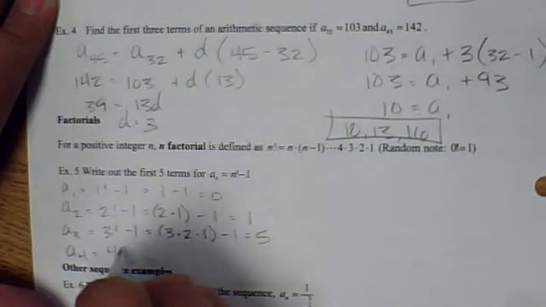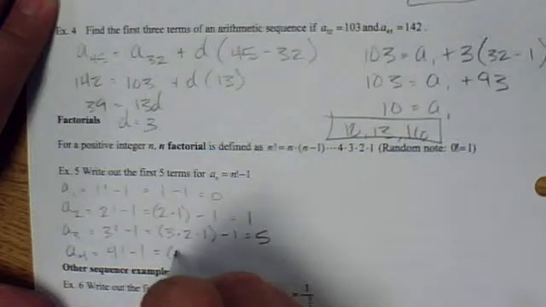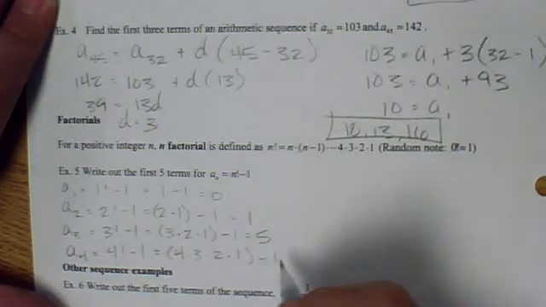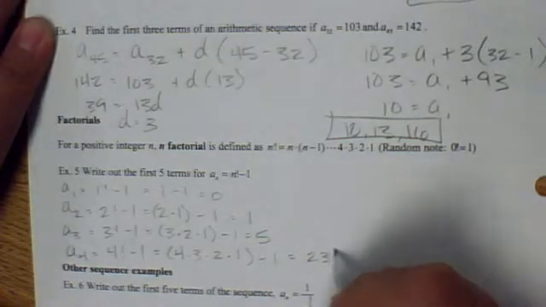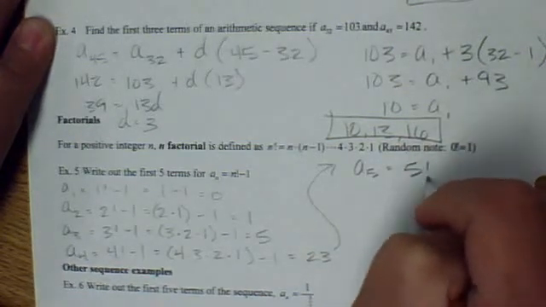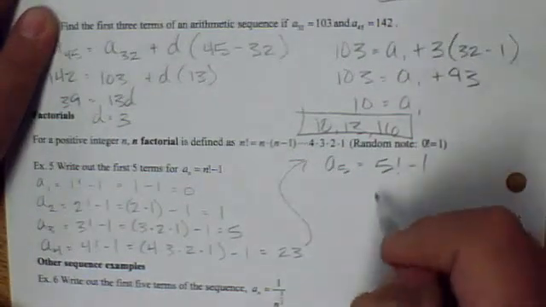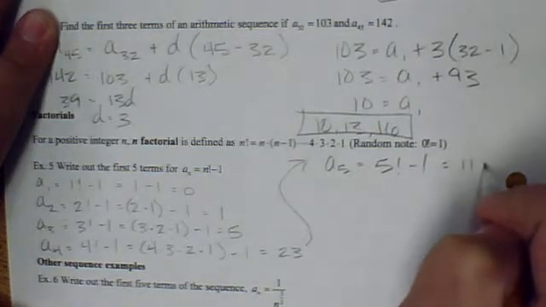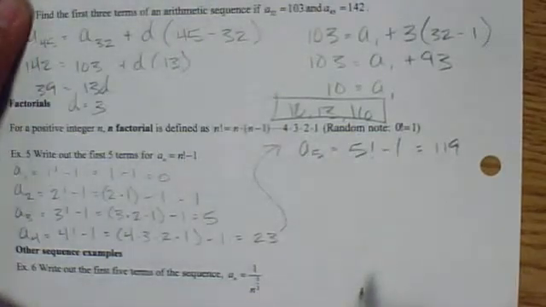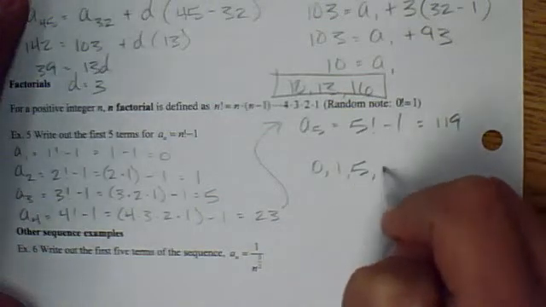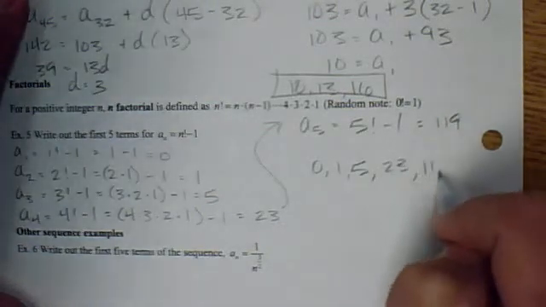The fourth term is 4 factorial minus 1, which is 4 times 3 times 2 times 1 minus 1. So we get 24 minus 1 is 23. The fifth term is 5 factorial minus 1. So 5 times 4 times 3 times 2 is 120 minus 1 is 119. So the first 5 terms for this sequence are 0, 1, 5, 23, and 119.